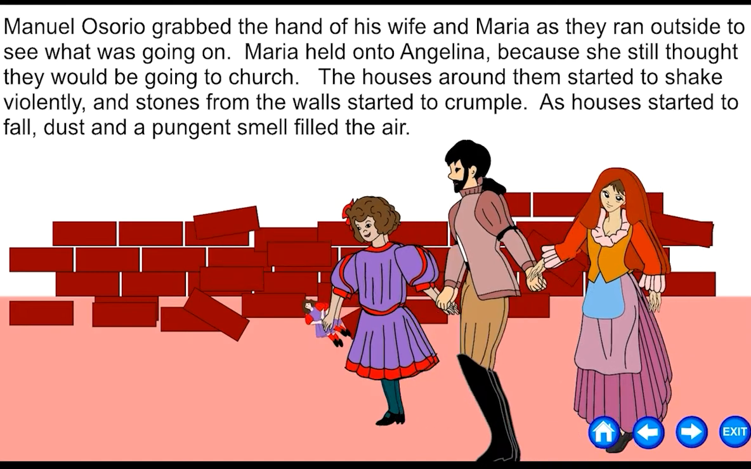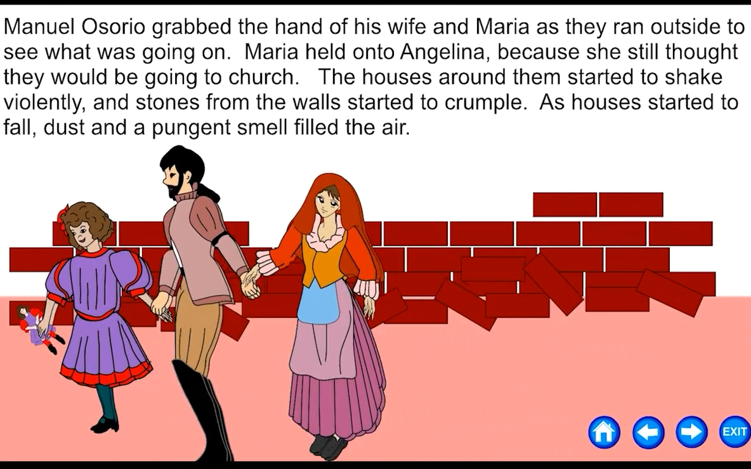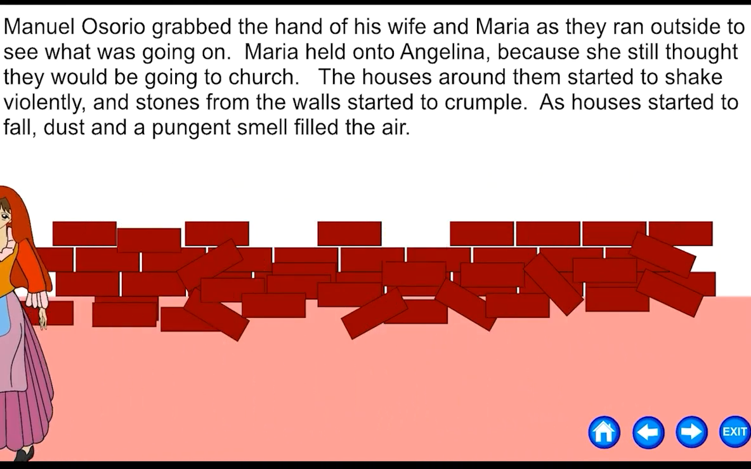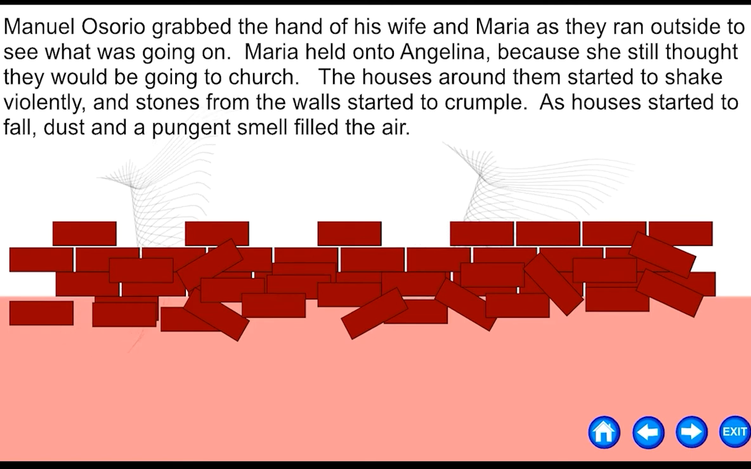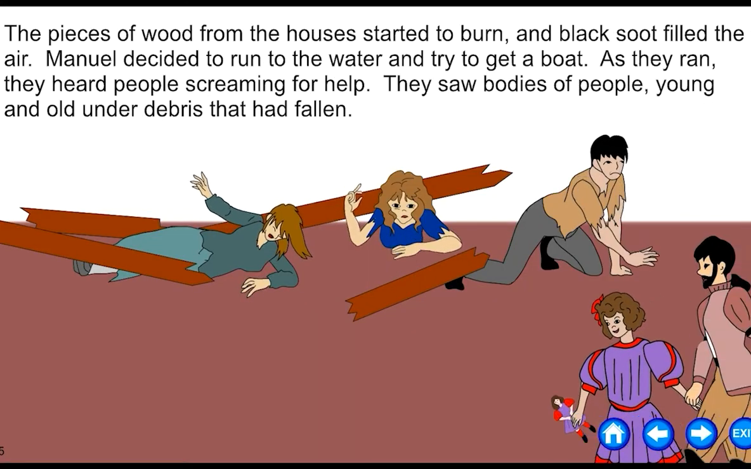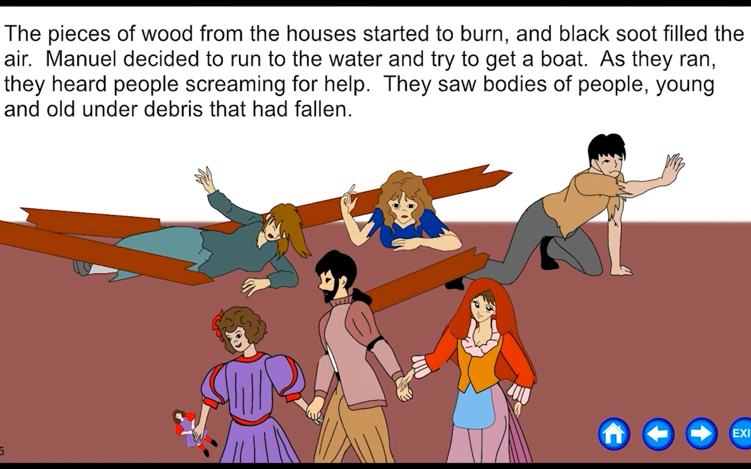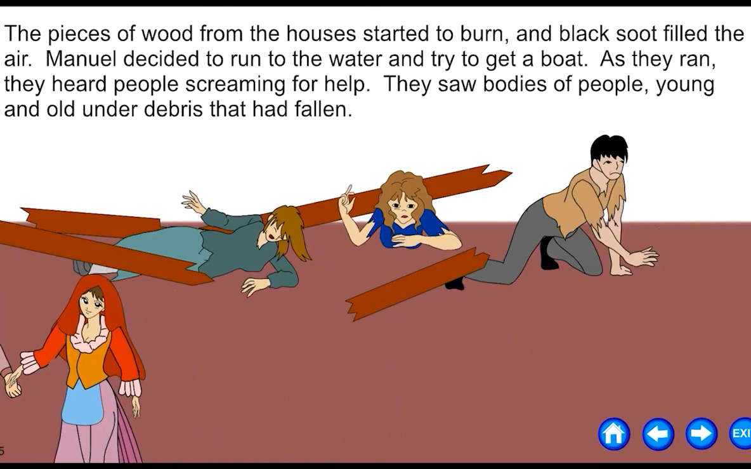Manuel Osorio grabbed the hands of his wife and Maria as they ran outside to see what was going on. Maria held onto Angelina because she thought they would be going to church. The houses around them started to shake violently, and stones from the walls started to crumble. As houses started to fall, dust and a pungent smell filled the air. The pieces of wood from the houses started to burn, and black soot filled the air.